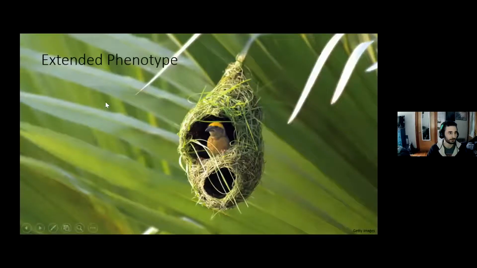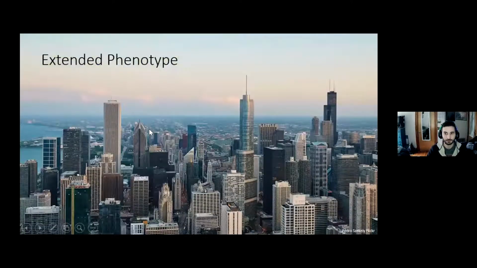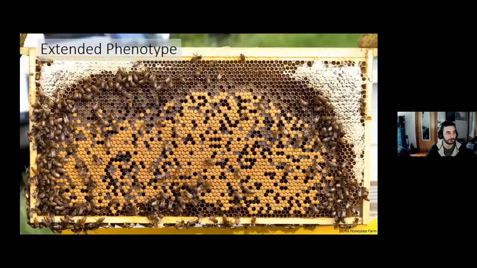Weaver birds build these really neat hanging nests out of leaf material. Humans have arguably the most complex extended phenotype where we build these really large cityscapes. This is the skyline of Chicago, which is my hometown. And I'm biased, but I think it's one of the most beautiful cities in the world. And of course, honeybees, which is the species that I'm interested in. When we talk about their extended phenotype, we're talking about the comb.